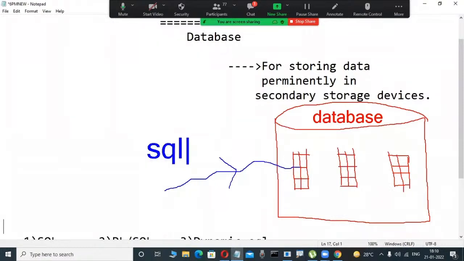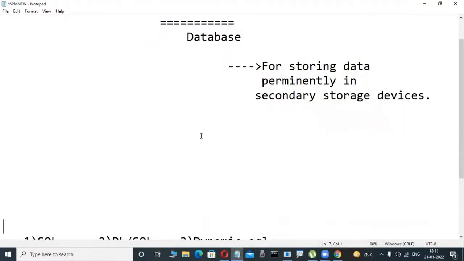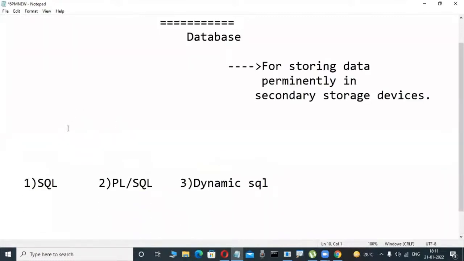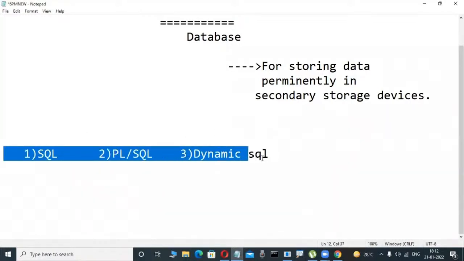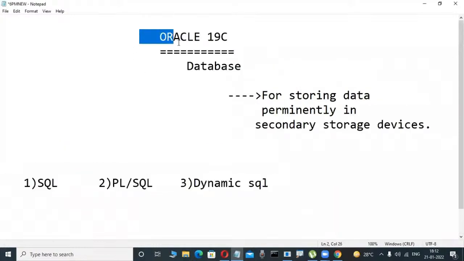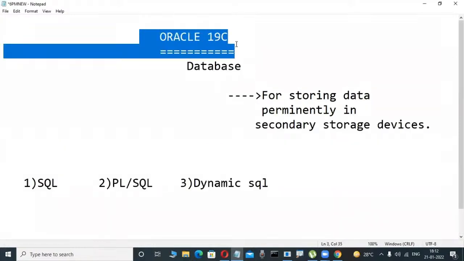Up to this point, I told you yesterday. It's a small thing. If you want to operate this Oracle software, we use SQL, structured query language. Another language is PL/SQL, procedural language extension for SQL. Another language is dynamic SQL. Through these three languages, we operate this Oracle software in your companies.